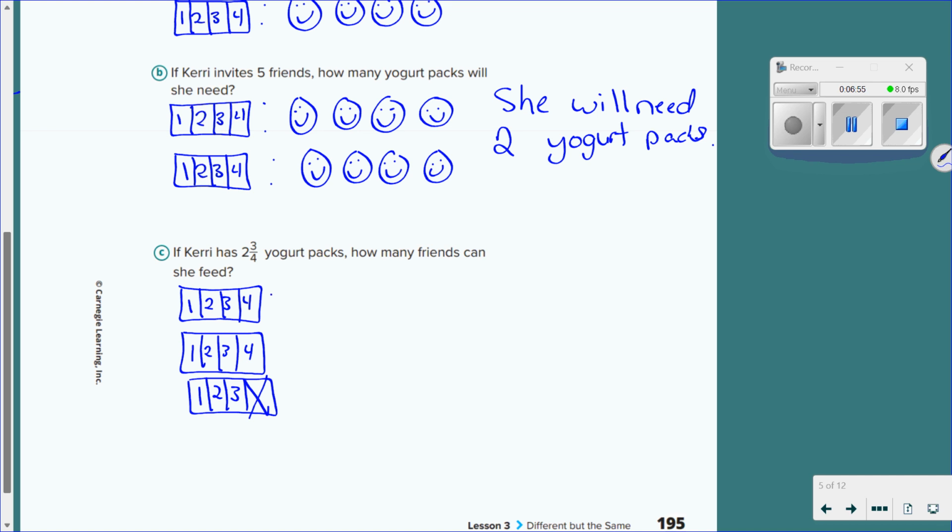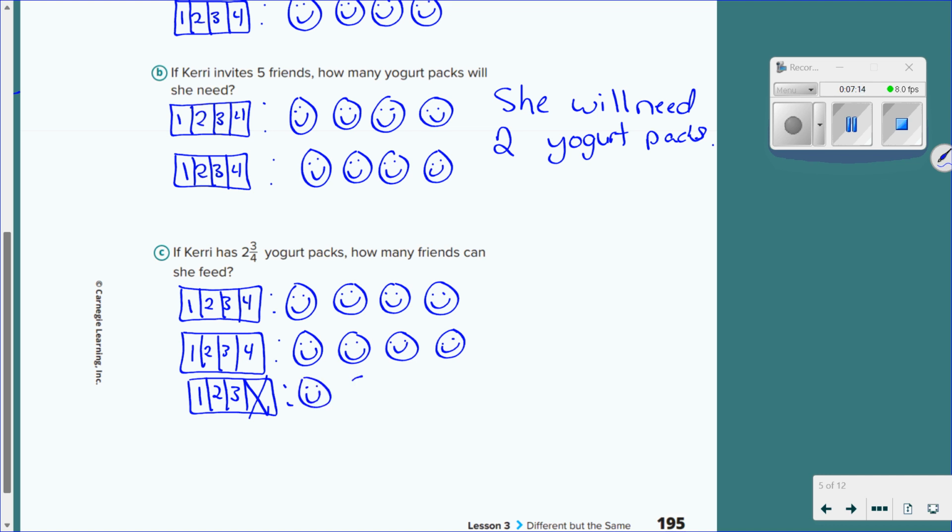So, how many people can this yogurt pack feed? 4. How many people can this yogurt pack feed? 4. And now how many can this yogurt pack feed? 3. So how many people can she feed with 2 3/4 of a yogurt pack? 11.